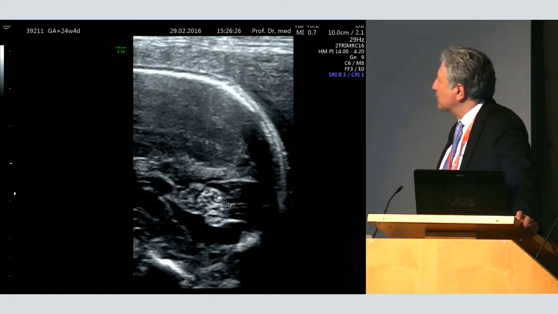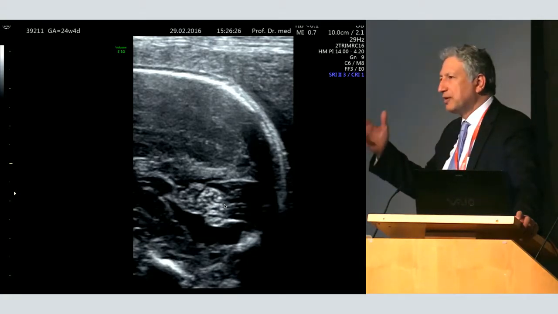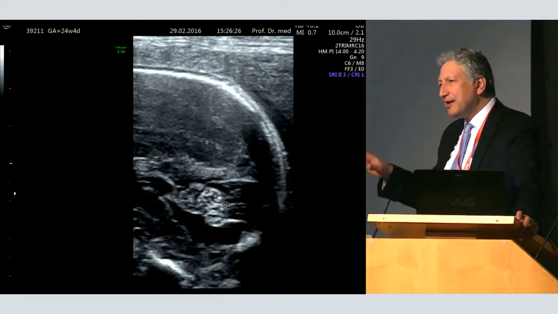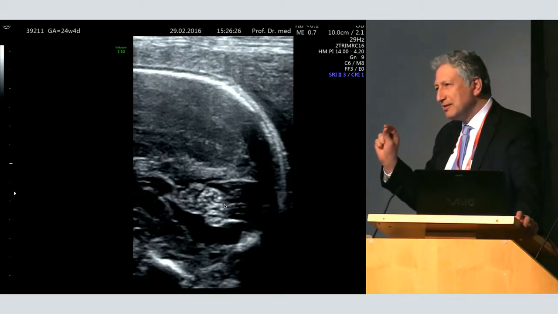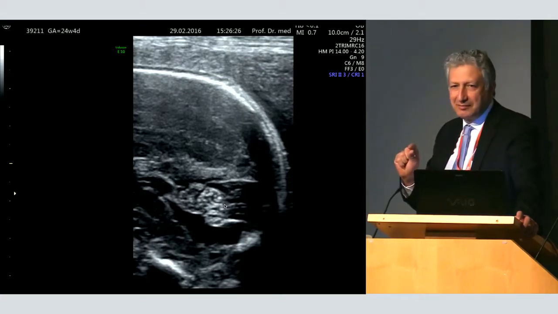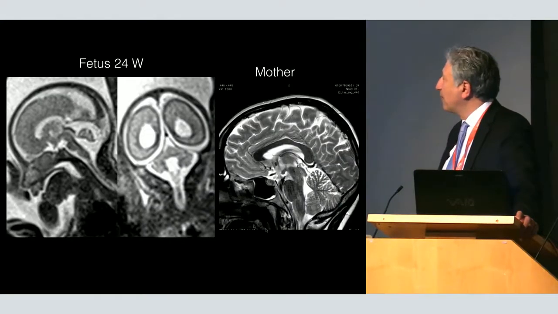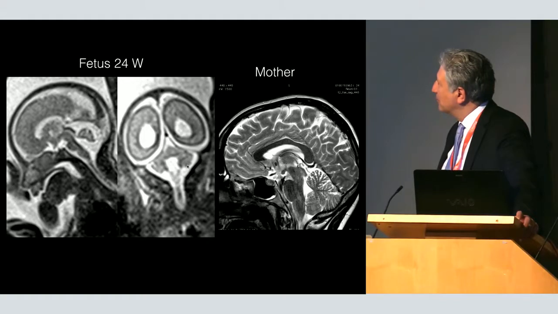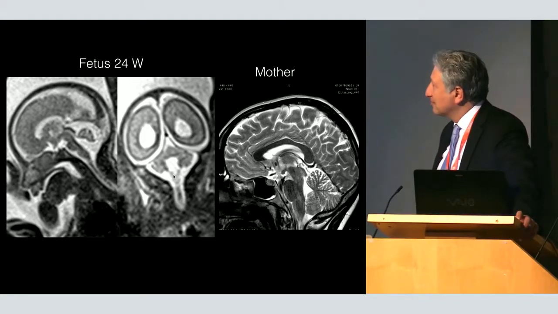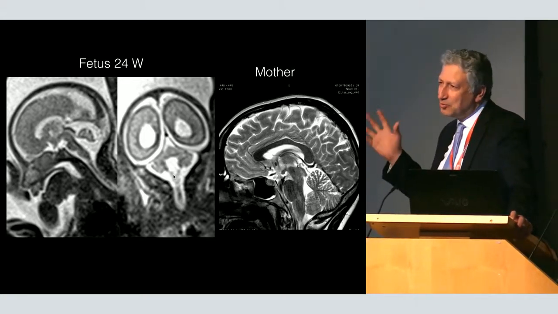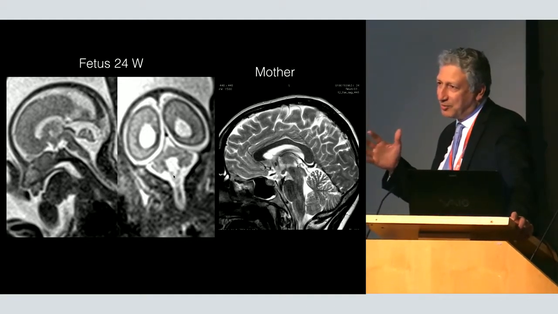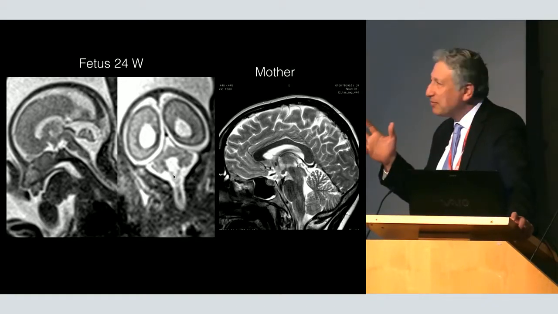For me it's a Blake's pouch, and now she will go for counseling for Blake's pouch and so on. The array showed a small deletion, but the mother had the same deletion. We did the MR of the fetus, Blake's pouch, and the mother has a normal vermis. So see, this is the mother, and this is the fetus with the Blake's pouch. Nice case, but 12 weeks of terror for the lady, believe me. But when we learn something, we should follow.